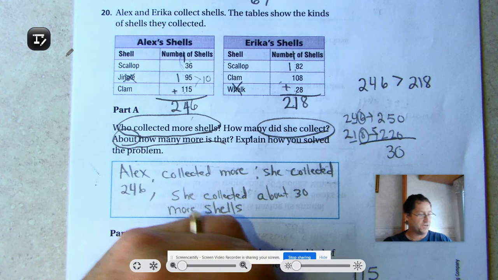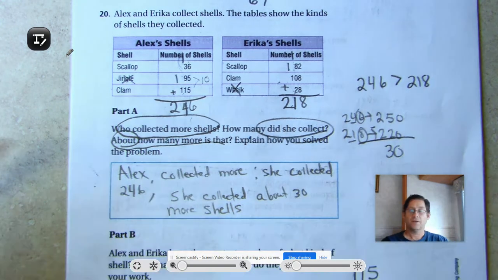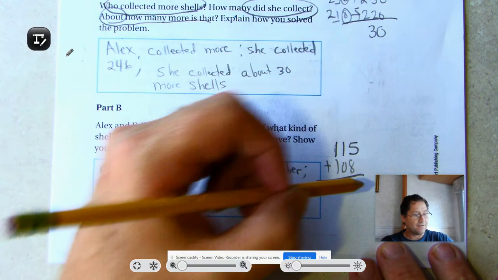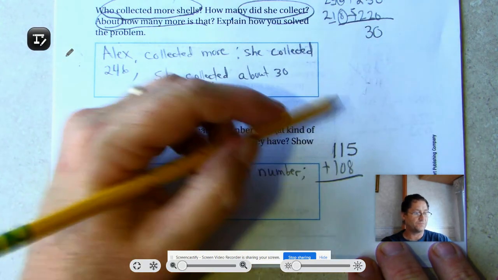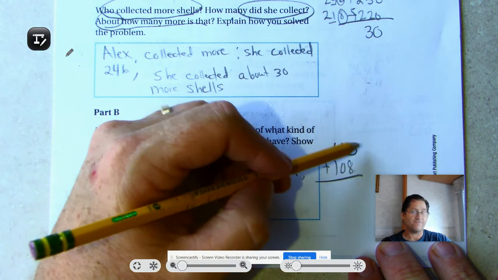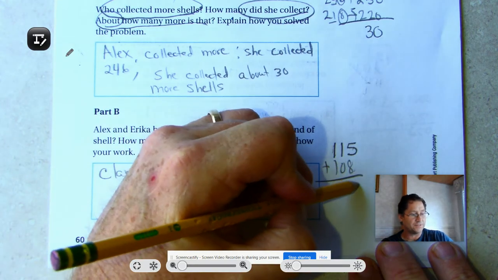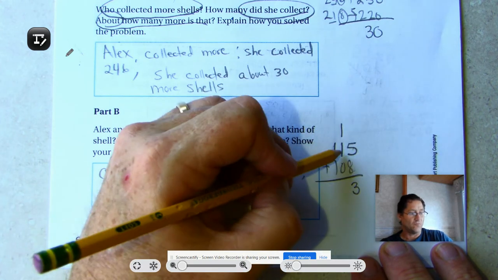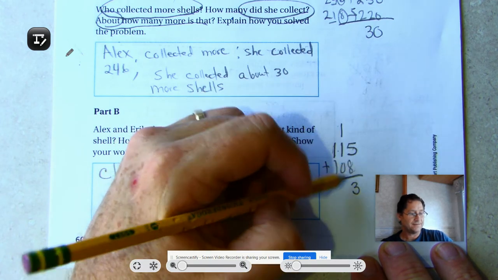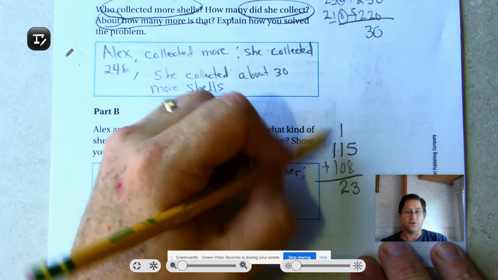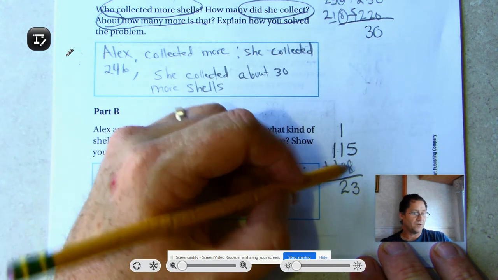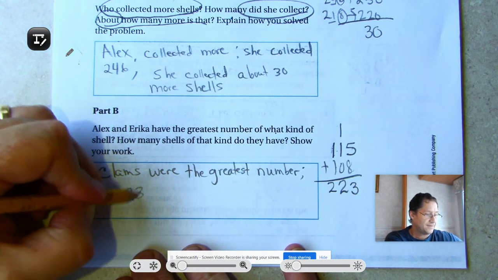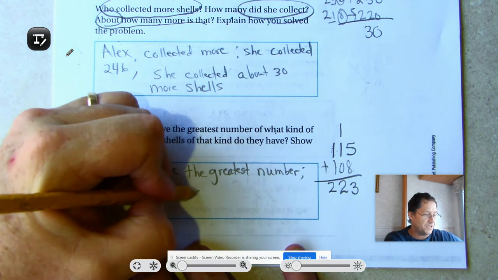And how many shells of that kind do they have? So clams were the greatest number. And now we're going to add those two collections together. 8 ones and 5 ones is 13 ones. Regroup the 13 ones as 1 ten and 3 ones. 1 ten plus 1 ten is 2 tens. No need to regroup. 100 plus 100 is 200. So 223 clam shells.